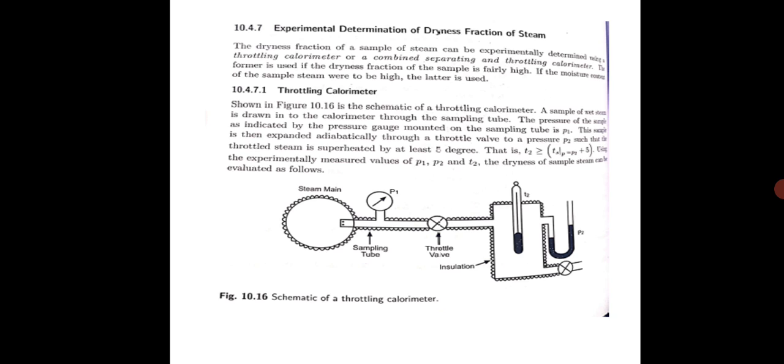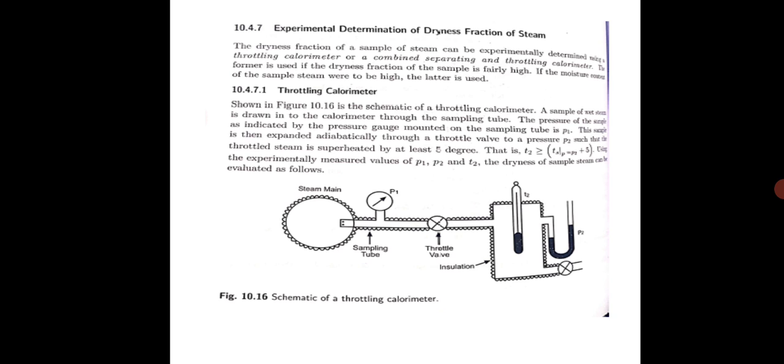So first you should understand what is throttling, and then we'll look into this. See, when steam is made to flow adiabatically through a contracted area, its pressure falls and thereby the steam expands. There is no transfer of heat. Adiabatic means there is no transfer of heat and no shaft work is done. This process is called throttling.